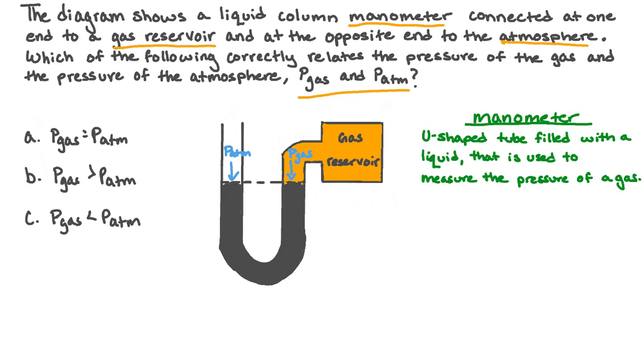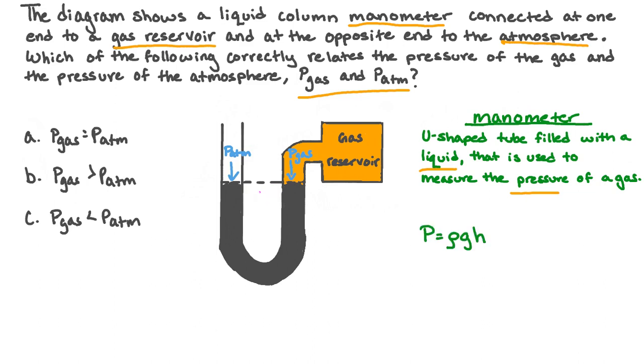We need to remember that a manometer is a U-shaped tube filled with a liquid that is used to measure the pressure of a gas. For this problem, one end of the tube is opened up to the atmosphere and the other end is connected to a gas reservoir. The atmosphere applies a pressure, P atmosphere, onto the liquid in one side of the tube. On the other side of the tube, the gas from the gas reservoir also applies a pressure onto the liquid. We can compare the pressure of the atmosphere to the pressure of the gas by looking at the height that the liquid goes to on either end of the tube.